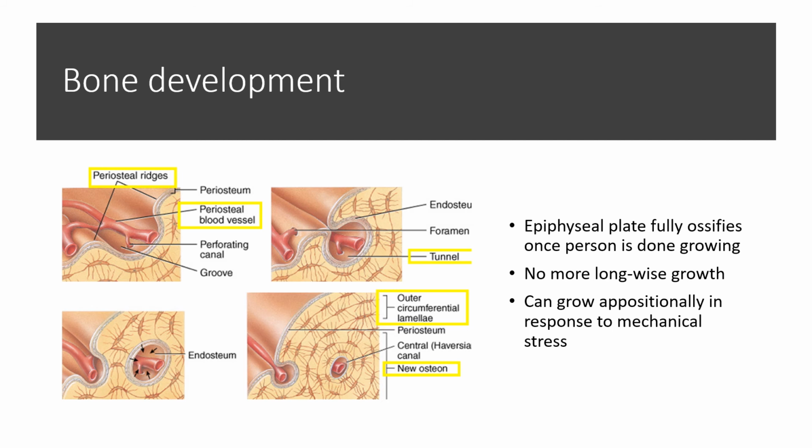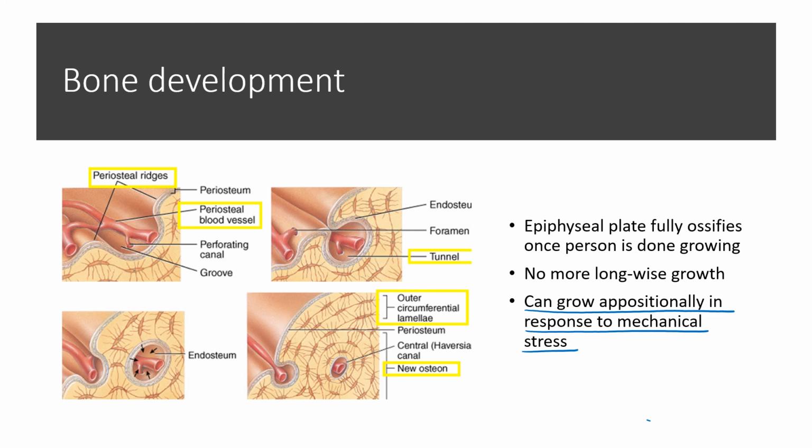So you'll have trabeculae being formed, and ultimately that's going to be ossified and organized. The epiphyseal plate will fully ossify once the person's done growing. There's no more longwise growth after that, but you can grow appositionally, or wider, in response to mechanical stress.